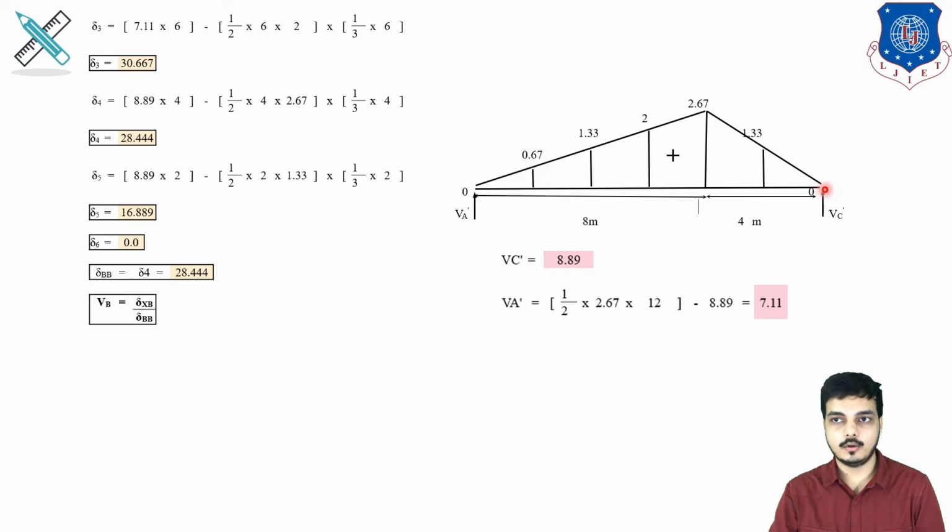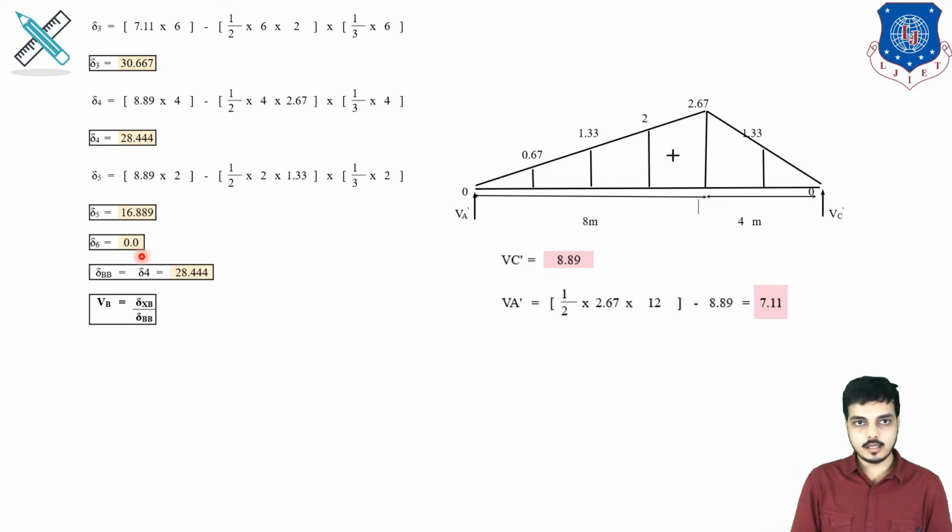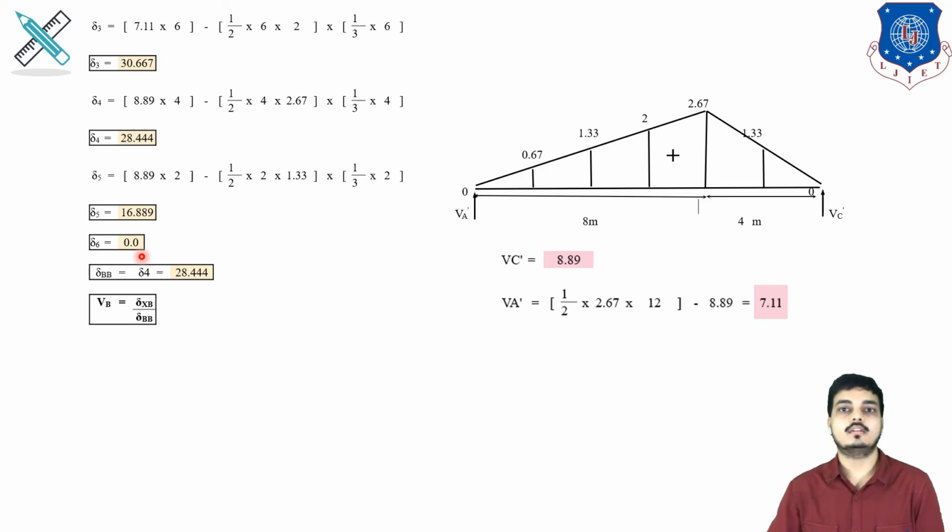Now at this point you can see on the right side there is no figure, but on the left side there is a figure. So you can find out VA dash into 12 minus this entire triangle, and ultimately the answer will come 0. Now, what will be our delta BB? Delta BB is at the place of the redundant. Our redundant is point B. So delta BB is nothing but delta 4, which is at 8 meter distance. So our delta 4 is my delta BB. And then the rest of the procedure is the same.